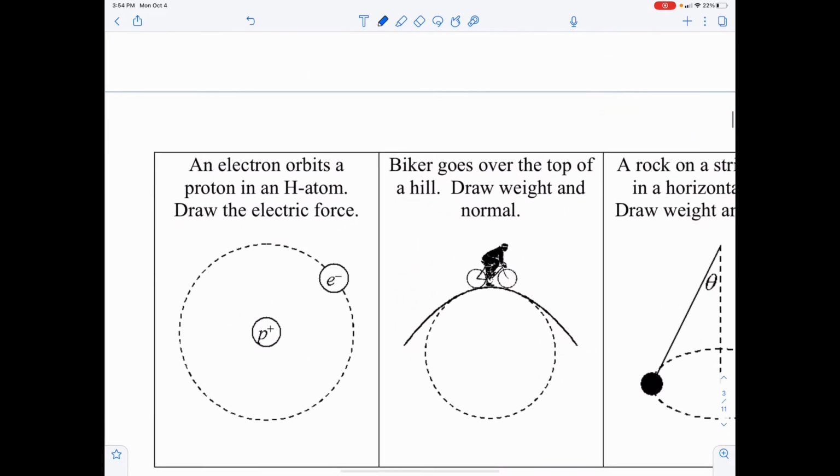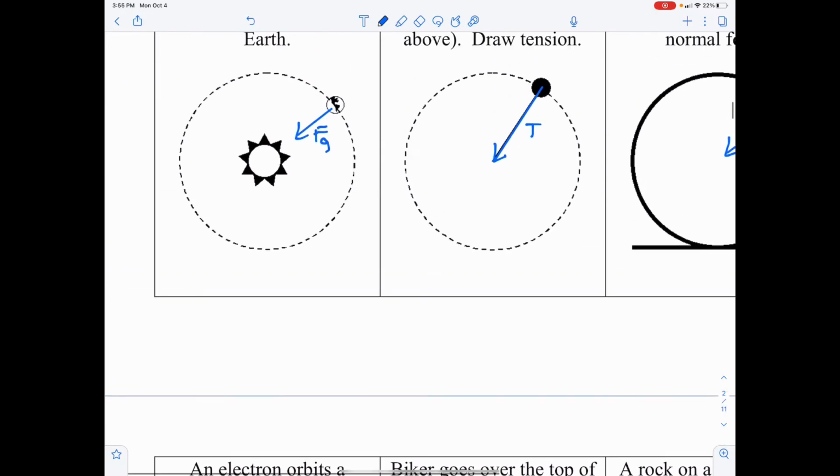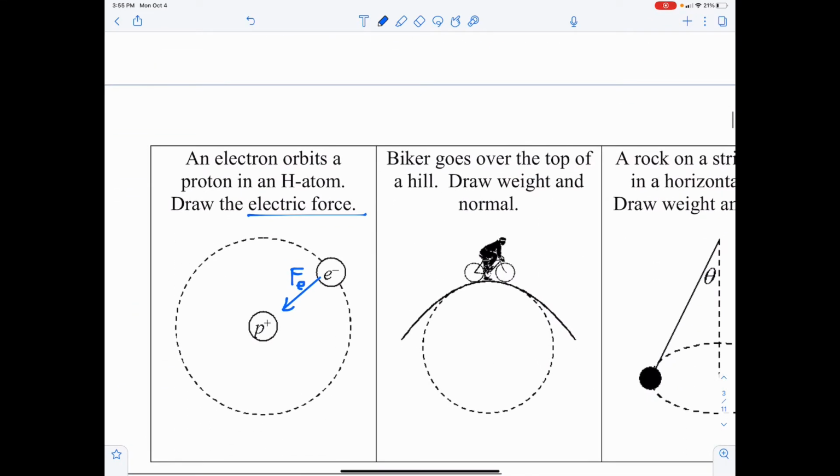An electron orbits a proton in a hydrogen atom. Draw the electric force. Well, positive attracts the negative, very similar to a gravitational attraction. We're going to label this one, though, in case you didn't know how to label it. An electric force, we can label that F sub E. Just like a gravitational force is F sub G, an electric force is F sub E.